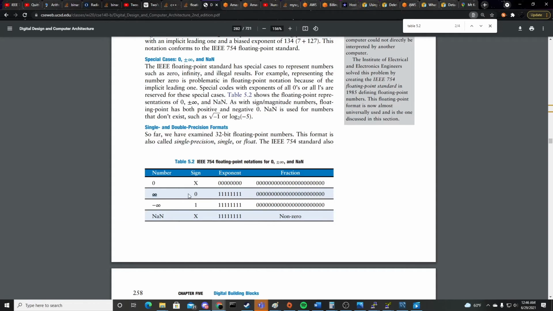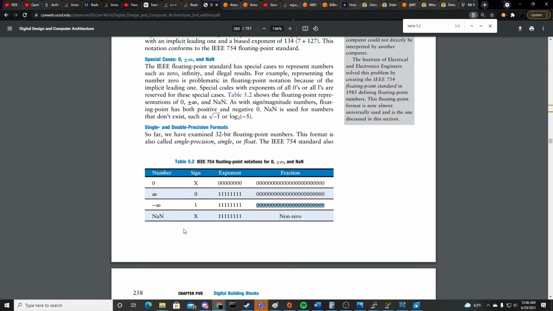To represent infinity, the sign is 0, the exponent is all 1s, and the fraction is all 0s. Likewise, negative infinity would just be a 1 for the sign, because again, 0 is positive, 1 is negative, that makes sense. And then we have all 1s for the exponent, all 0 for the fraction, the mantissa portion, just like positive infinity. And then NaN, which just stands for not a number.